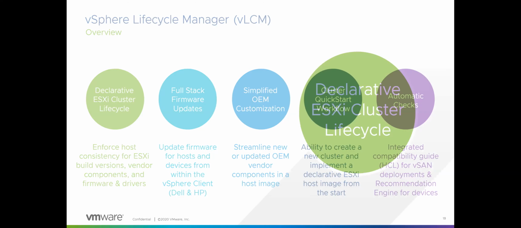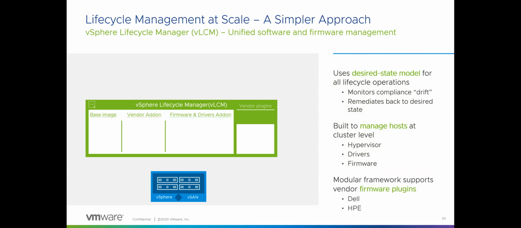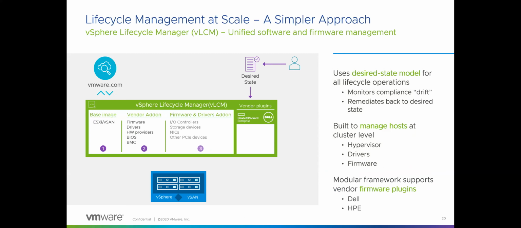So let's start off with the desired state model, the foundation of VLCM. Now, this is a cool graphic of what it actually is, right? We create and configure a desired state for an entire cluster, because like with other vSphere features, HA and DRS, the cluster is the boundary for VLCM. Now you see that base image, the vendor add-on and firmware and drivers, and we'll discuss a little bit later on what that actually means and what that looks like.